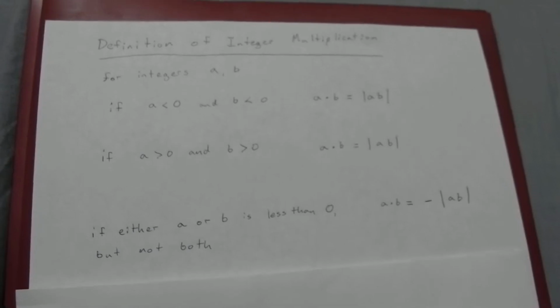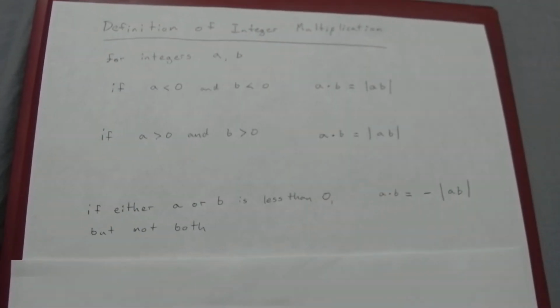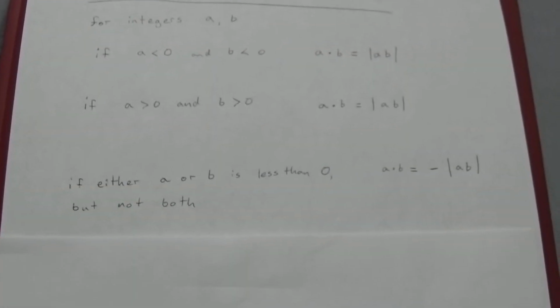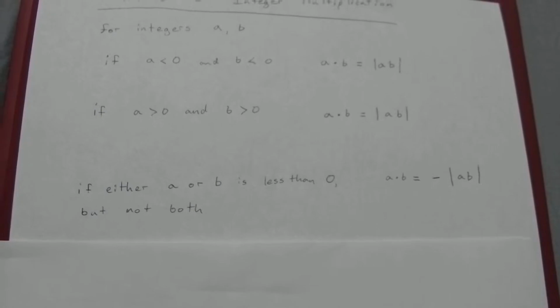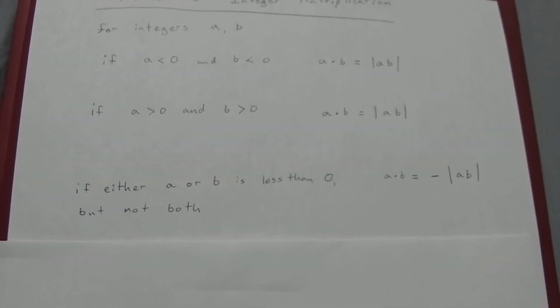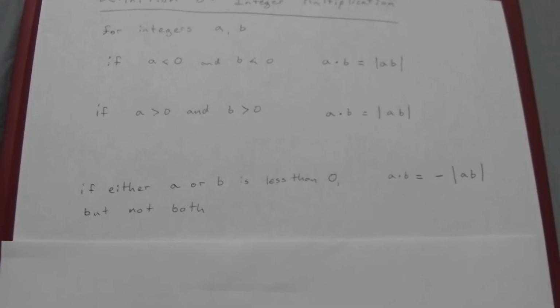However, if either a or b is less than 0, but not both, so if you have one positive number and one negative number, then the product of a times b equals the negative absolute value of ab. So you have a negative number.